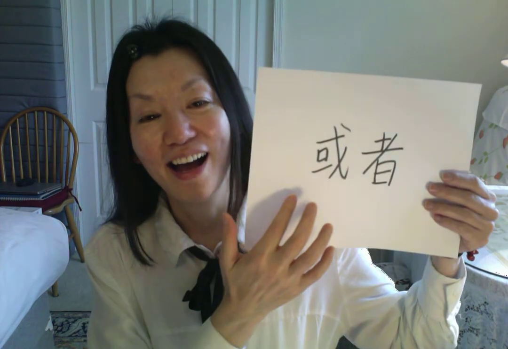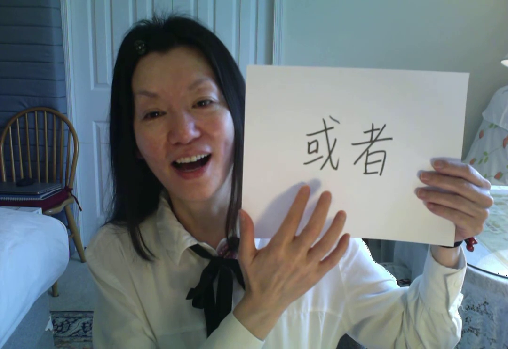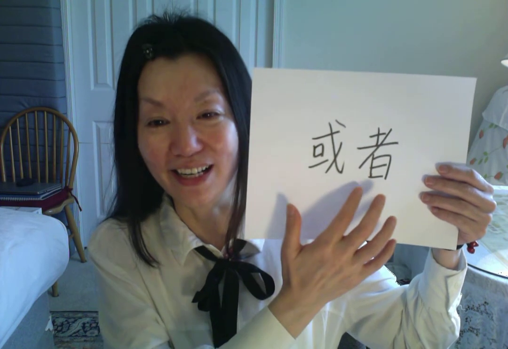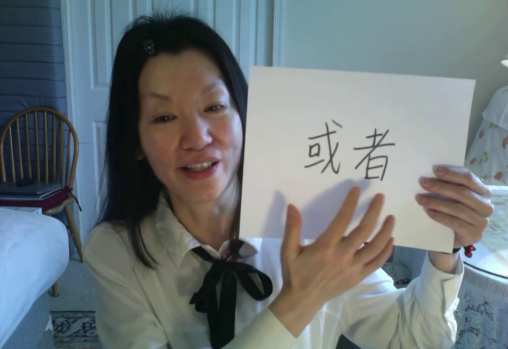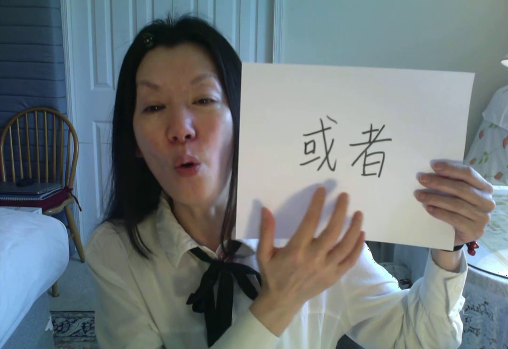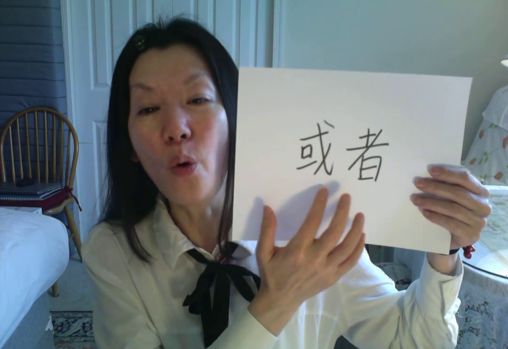I want to show you the characters you told me. Okay, you go first. 或者. Right. One more time. 或者. You're right. What does it mean? Or. 或者. Okay. So the next one, we see that one here.